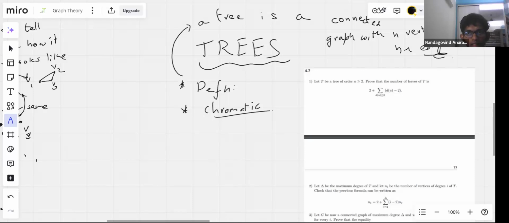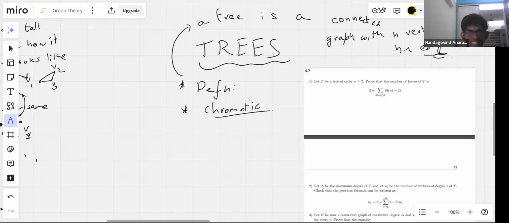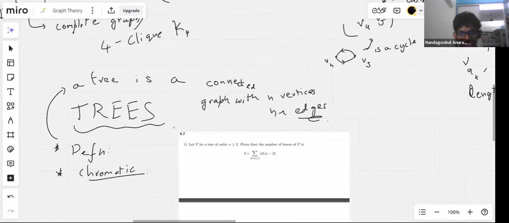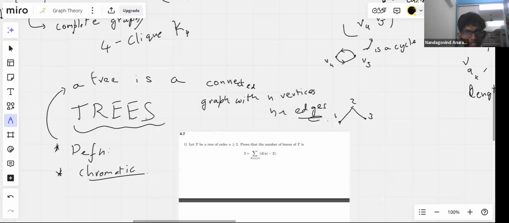No. Can you give an example? Yeah, sure. That's fine. I didn't expect that to make a lot of sense the first time. So this is a tree. It has three vertices, one, two, three. Can we say that any graph that is connected with n vertices will have at least n minus one edges? Yeah, you can say that.